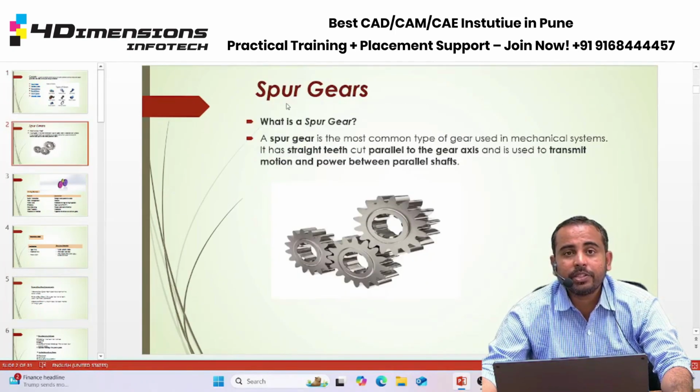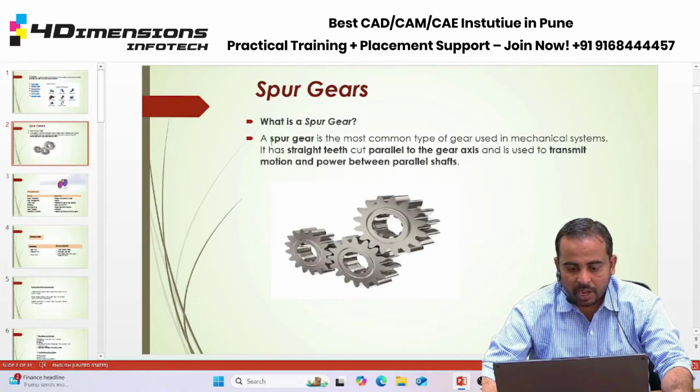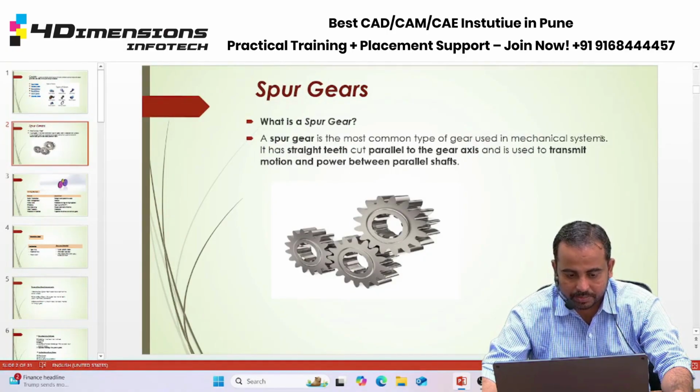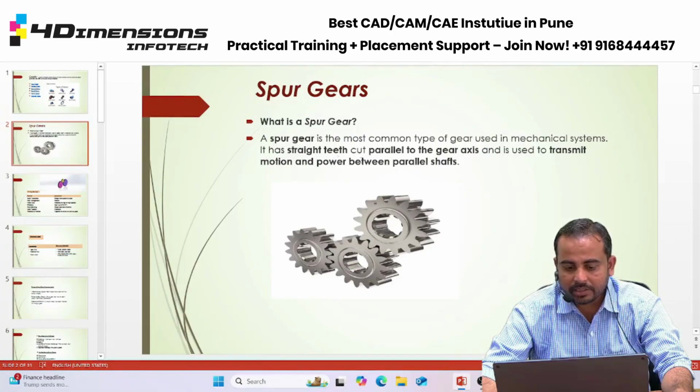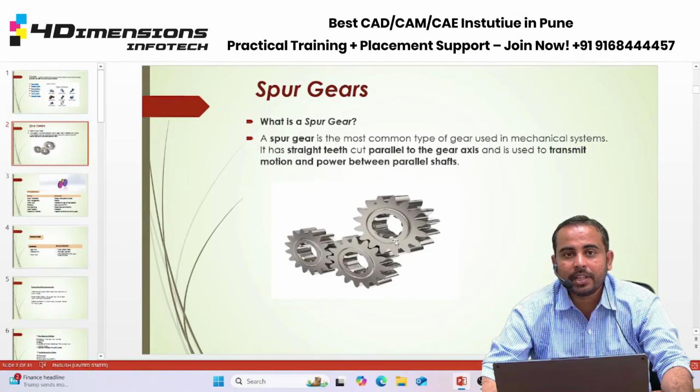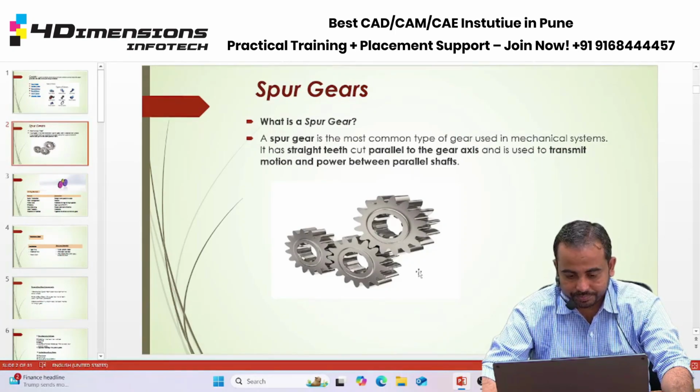The first we are going to see here is spur gears. A spur gear is the most common type of gear used in mechanical systems. It has straight teeth cut parallel to the gear axis, and it is used to transmit motion and power between two or more parallel shafts. We can see here the teeth cuts are parallel to the axis of the gear. This is the main thing about the geometry of the gear. They are usually used when the shafts are arranged parallel to each other.